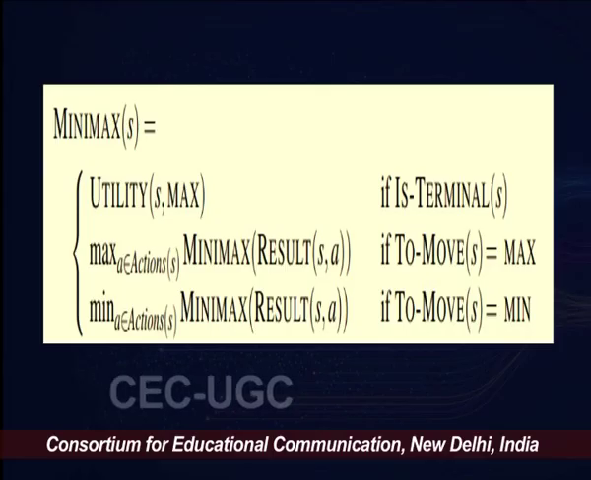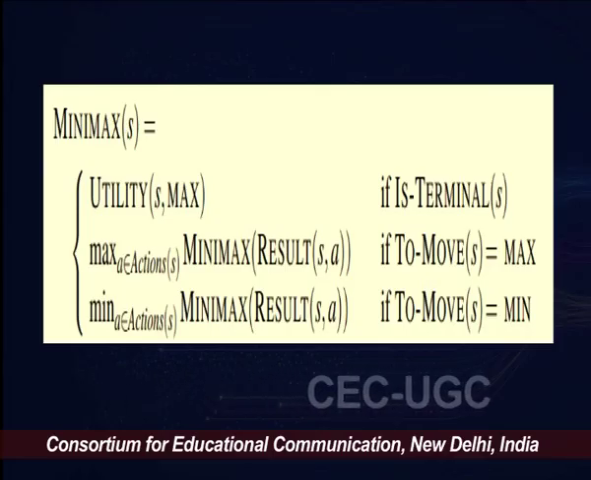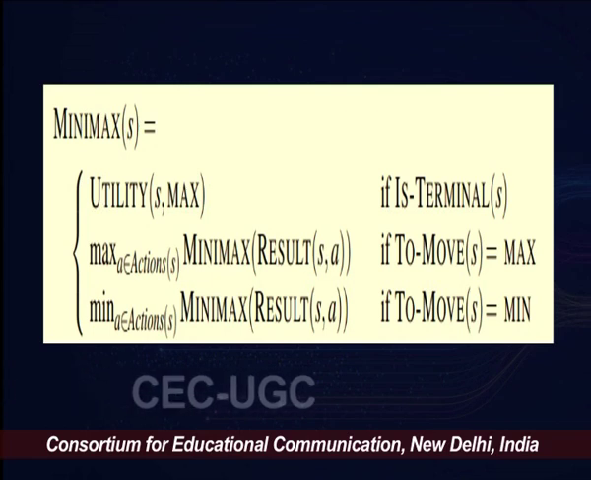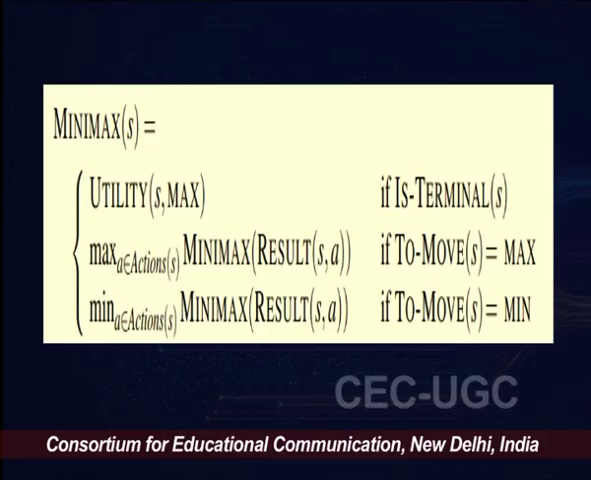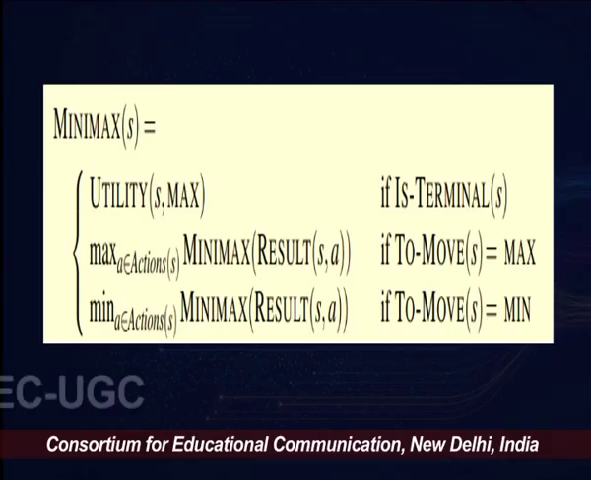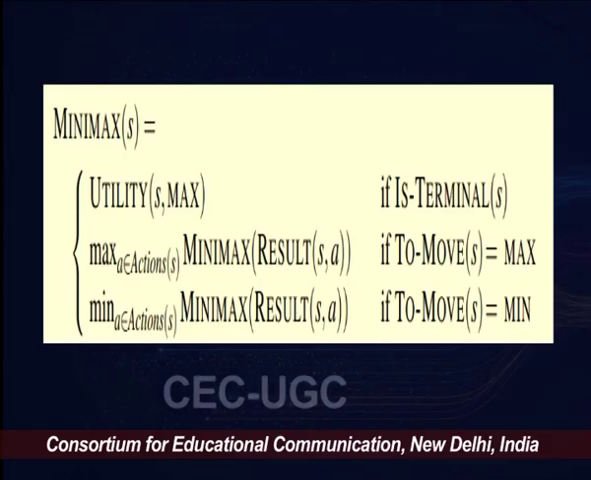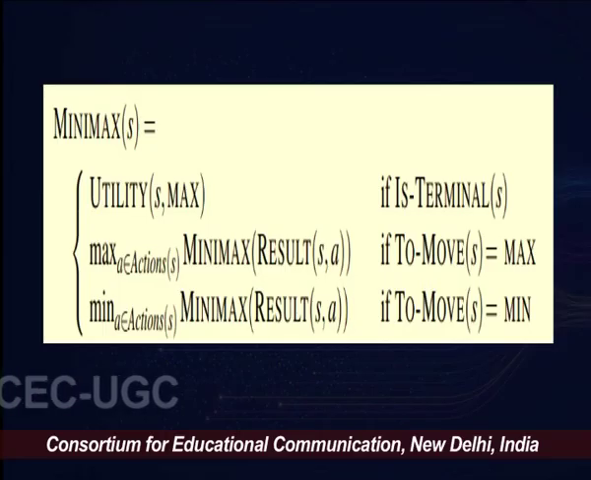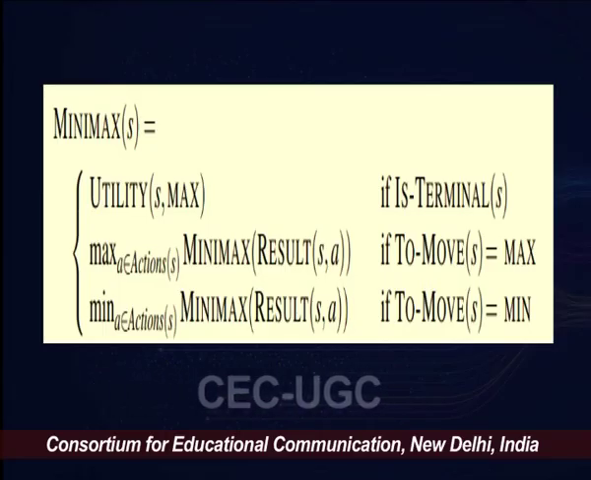maximum of the minimax result of S comma A over all the actions, if the next move is from the max point of view. Or it could be the opposite: it is going to look into the min of the minimax result of S comma A among all the actions, if min is to move from S. In this way, our minimax function can be written in the form of a mathematical function.